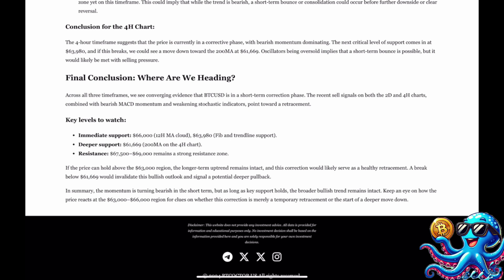Resistance: $67,500-$69,000 remains a strong resistance zone. If the price can hold above the $63,000 region, the longer-term uptrend remains intact, and this correction would likely serve as a healthy retracement. A break below $61,669 would invalidate this bullish outlook and signal a potential deeper pullback. In summary, the momentum is turning bearish in the short term, but as long as key support holds, the broader bullish trend remains intact. Keep an eye on how the price reacts at the $63,000-$66,000 region for clues on whether this correction is merely a temporary retracement or the start of a deeper move down.